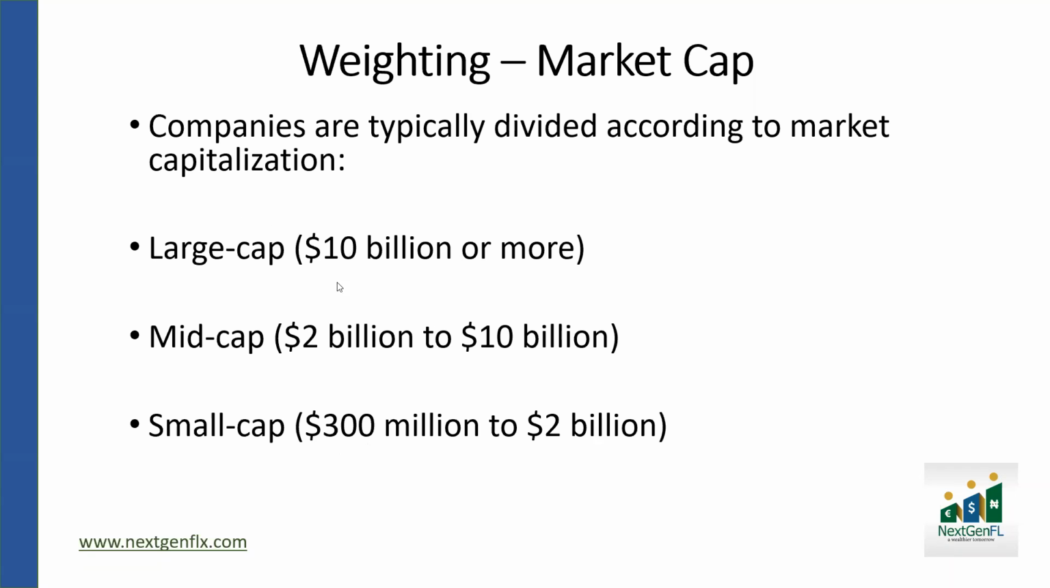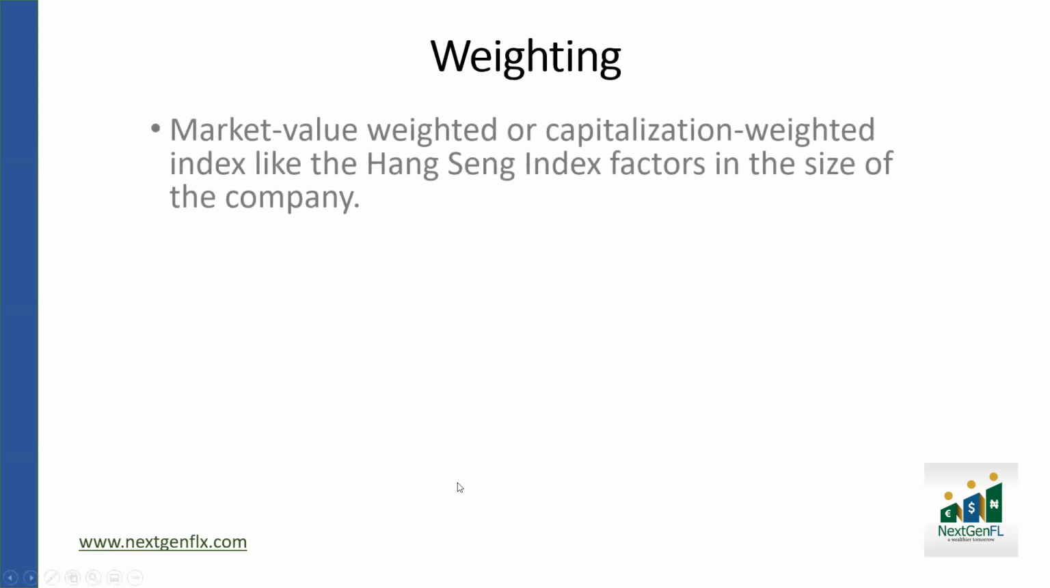So these large cap companies are the ones that you need to watch out for when you're trading indices. You need to check, when there's news about those companies, when they're having a company earnings release and all that, that could then have an impact on the index, the stock market index as a whole. You have other types of weighting, what you call market value weighted or capitalization weighted index, like the Hang Seng index, which also factors in the size of the company.